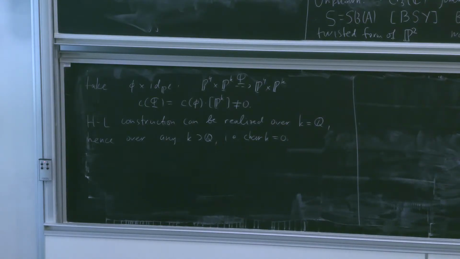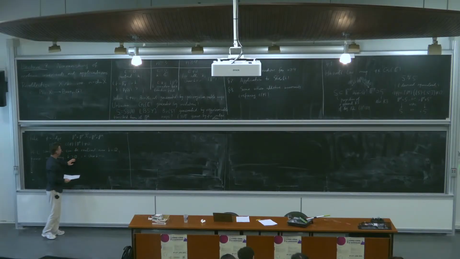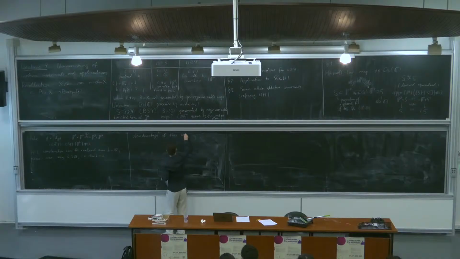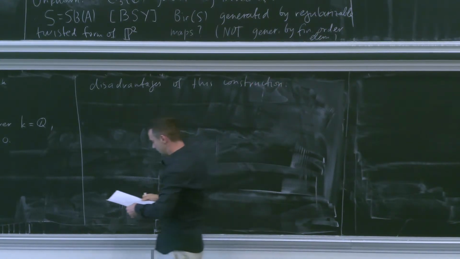Okay, so this all looks good. It covers that case, namely any characteristic 0 field and any dimension starting from 4. But there are some disadvantages of this construction, which I want to explain now. So what are the disadvantages of this construction? What do we want to improve? There are two obvious disadvantages.